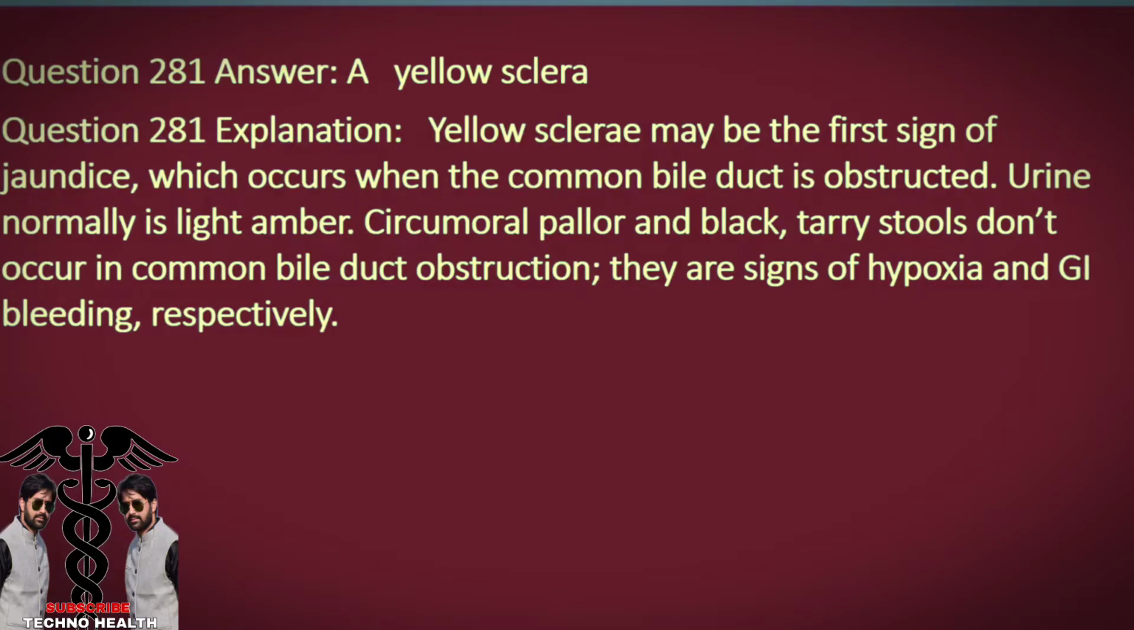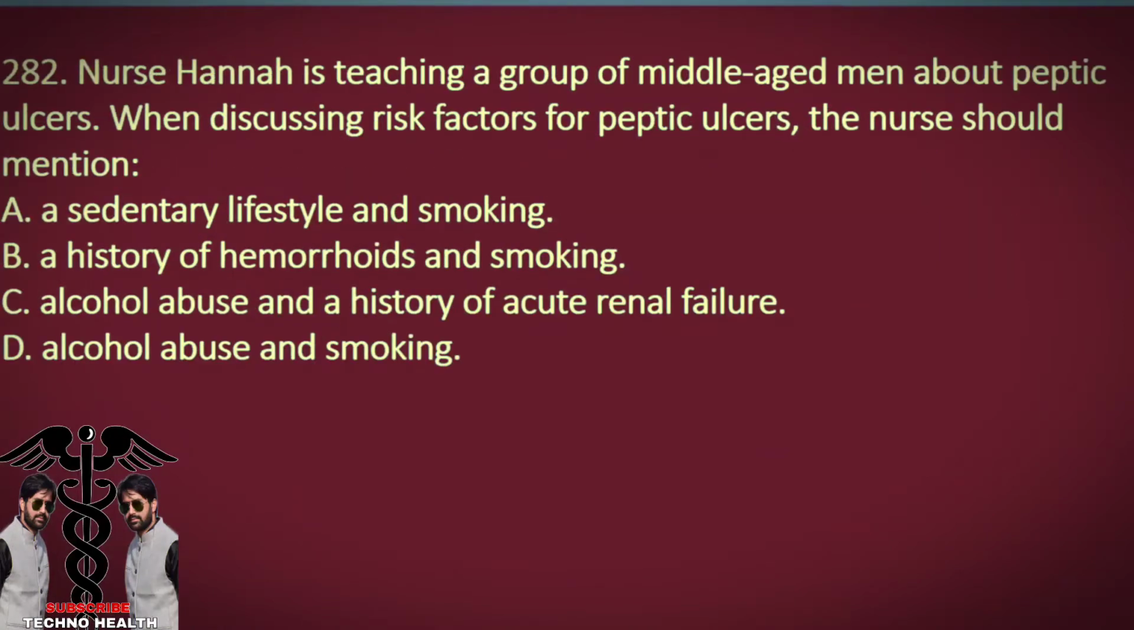Question 281. Explanation: Yellow sclera may be the first sign of jaundice, which occurs when the common bile duct is obstructed. Urine normally is light amber. Circumoral pallor and black, tarry stools don't occur in common bile duct obstruction; they are signs of hypoxia and GI bleeding, respectively.